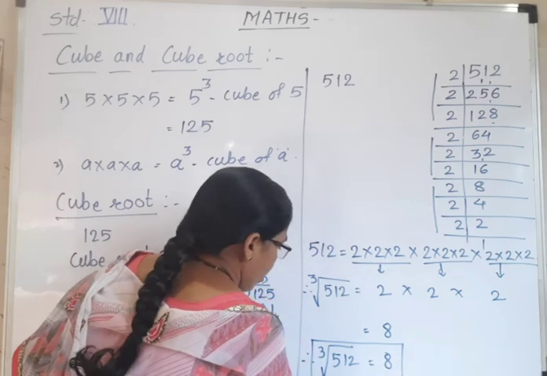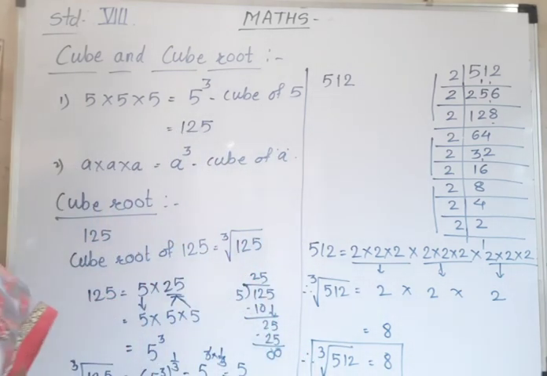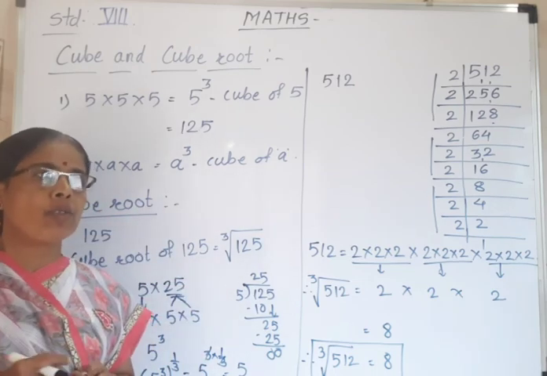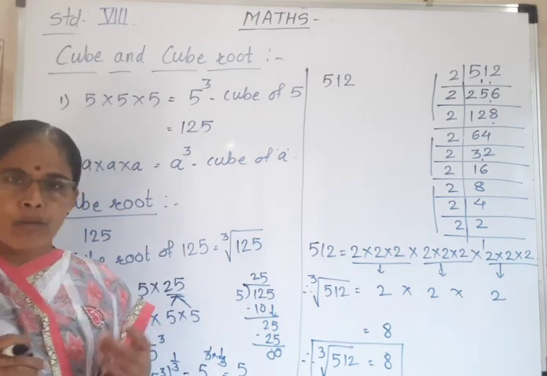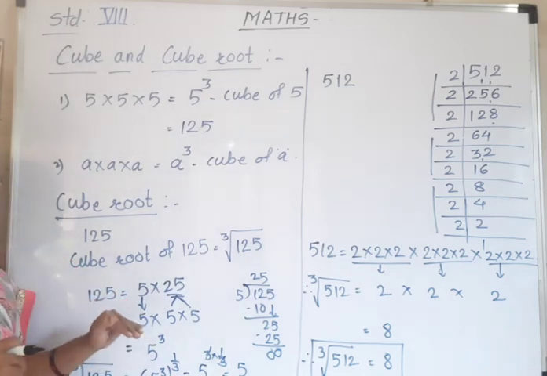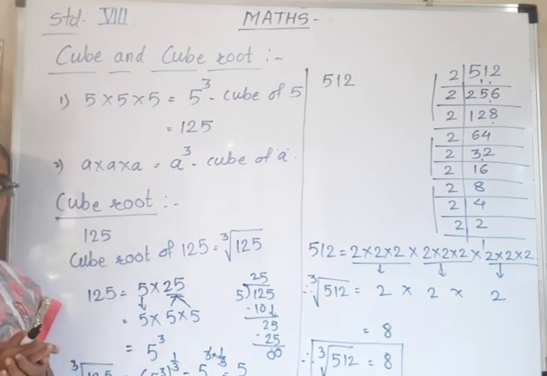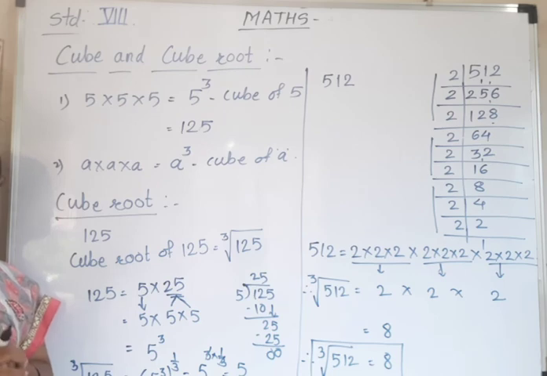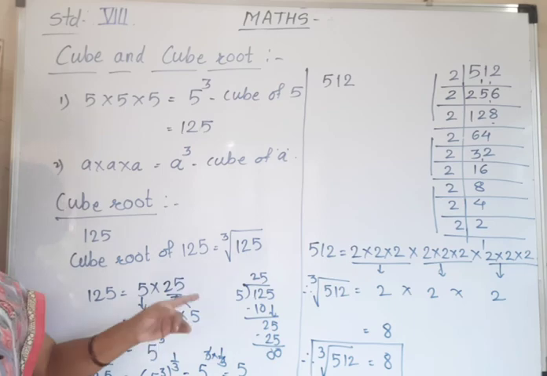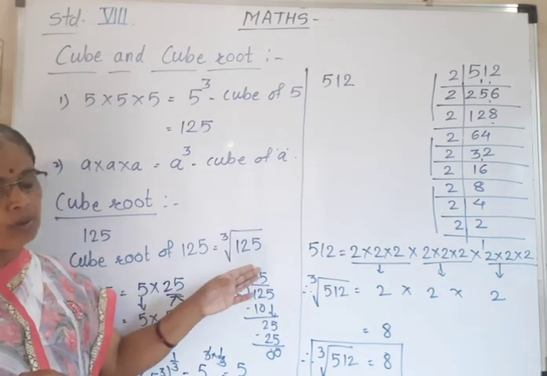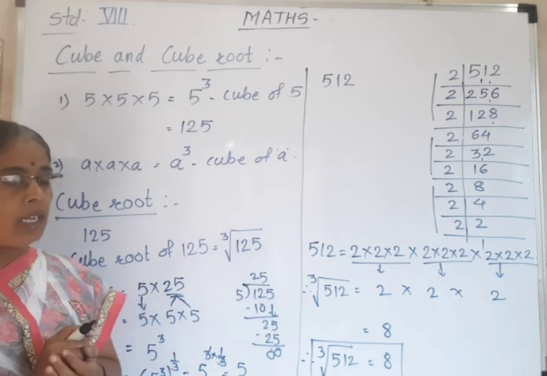Now, as we know, the square of any positive or negative number is positive only. But here, if any negative number is there, then the cube of that negative number is negative only. The cube of a negative number is negative, and the cube of a positive number is positive. Similarly, the cube root of a negative number is negative.